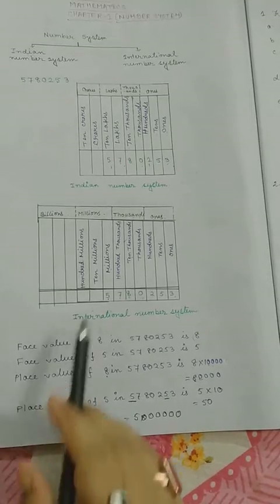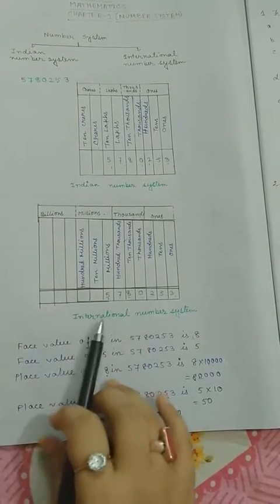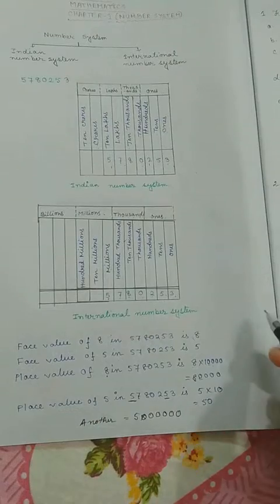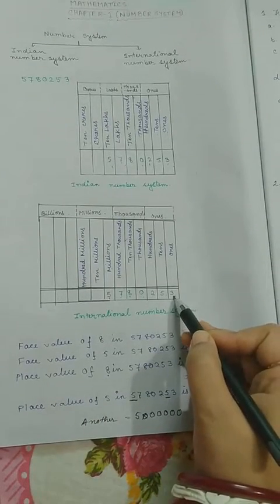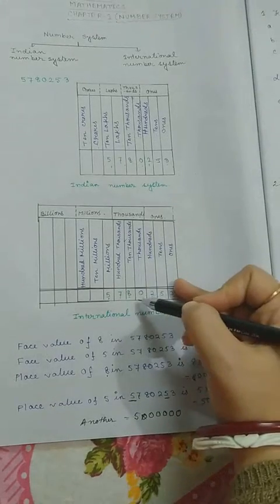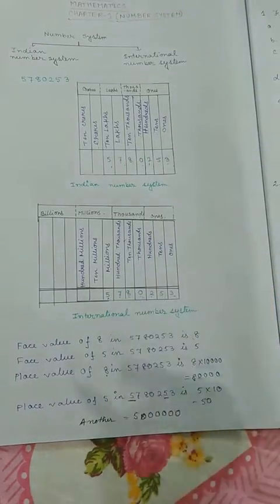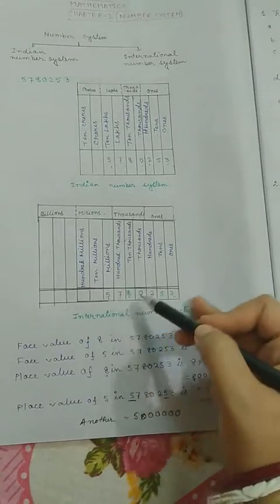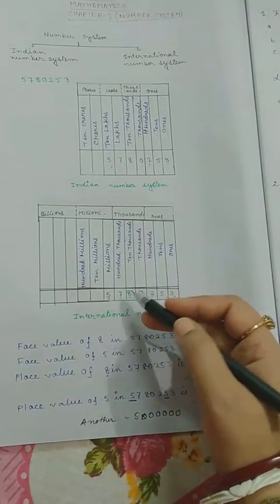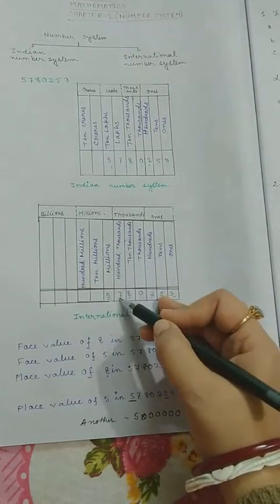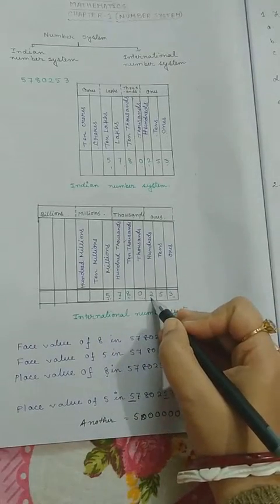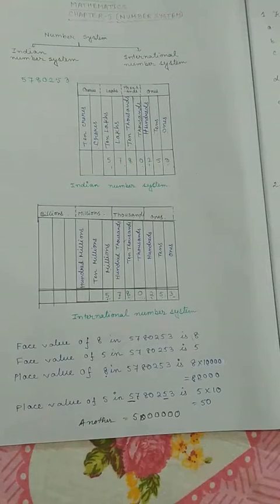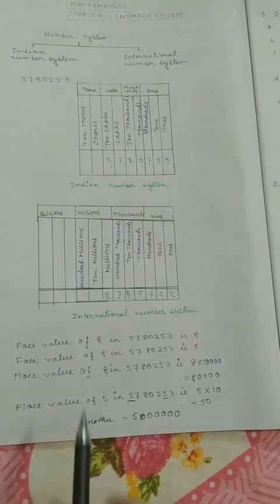Okay, so if we want to write the same number according to the international number system, from the rightmost digit we have to write 3, then 5, then 2, then 0, then 8, then 7 and 5. So, if we tell it in words, it will be 5,780,253.